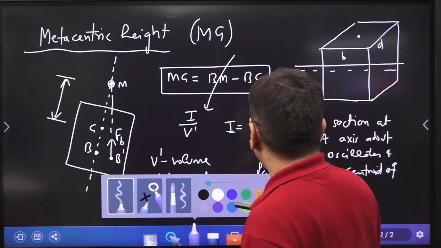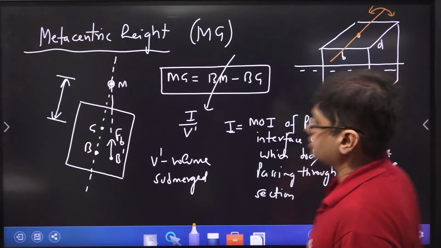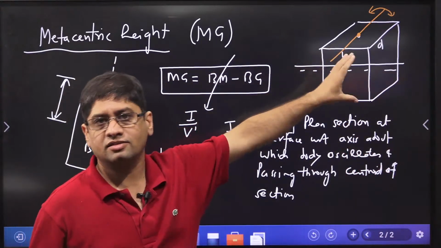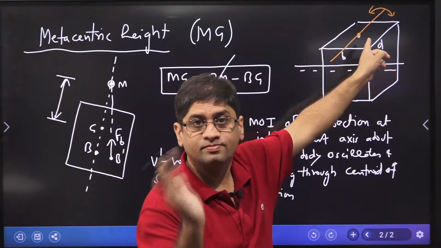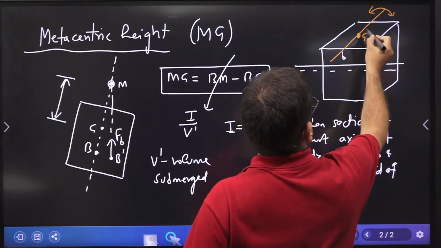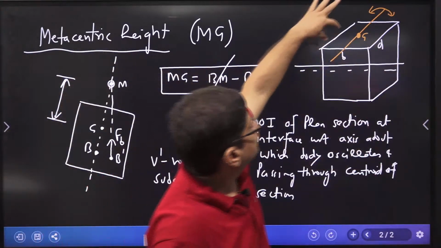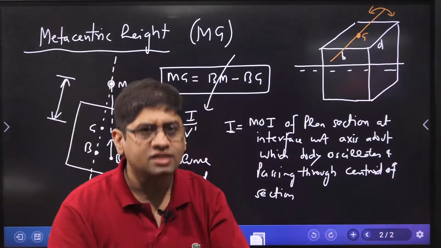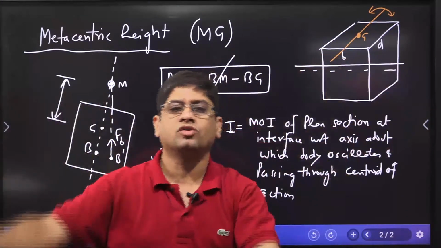Now let me tell you, this body is going to oscillate about this point. So visualize this. If you topple this body, it is going to oscillate like this. If you tilt it by a small angle, it is going to oscillate about this axis. And you need to calculate the moment of inertia of this section about the centroid of this plan. Plan is the top view, but you are not to take the top view here. You have to take the top view at the interface, the water interface. But because it is a rectangular shape, whether you take the top view or the view at the interface, that is going to remain the same.